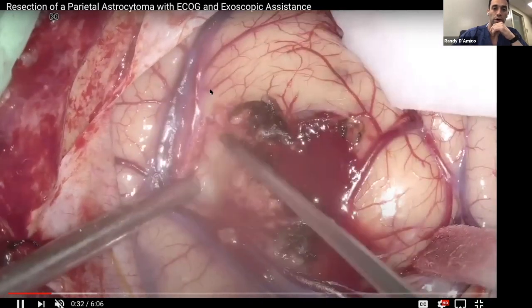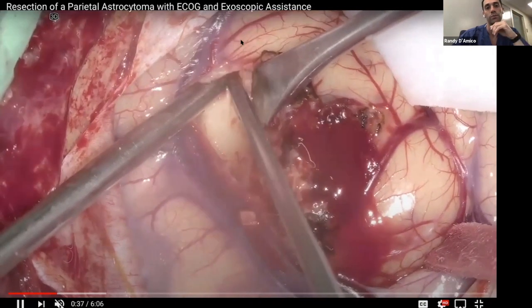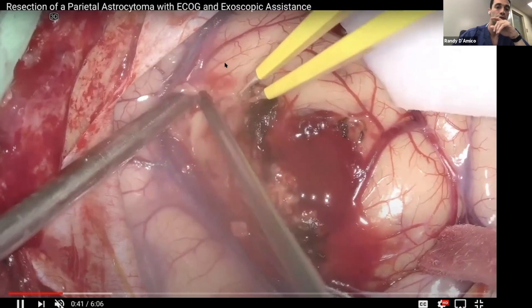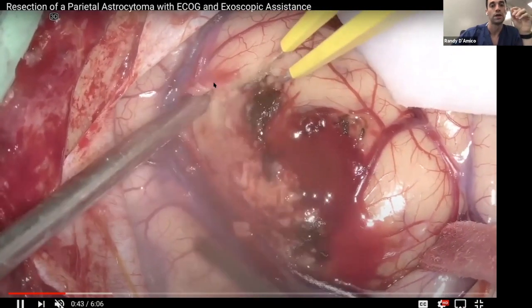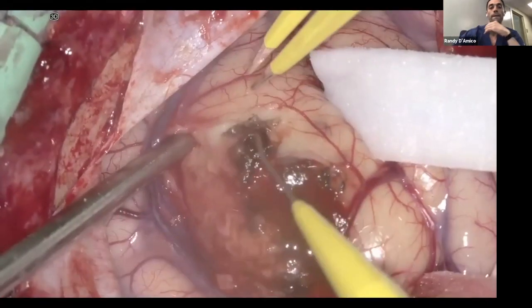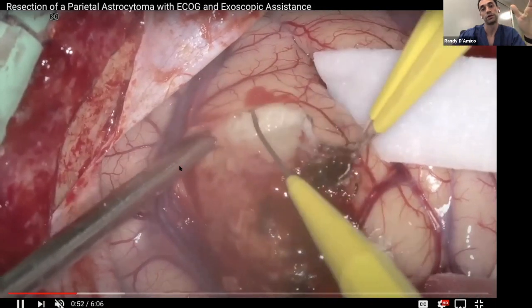Remember, the pia is part of the meninges. It's adherent to the brain, and that's where the blood vessels tend to lay. And so you cauterize it and you cut it. And now what he's doing is something called a subpial dissection, meaning that he's just taking the tumor basically off that covering of the brain. And when you do a subpial dissection, you actually respect the anatomic boundaries to some degree.